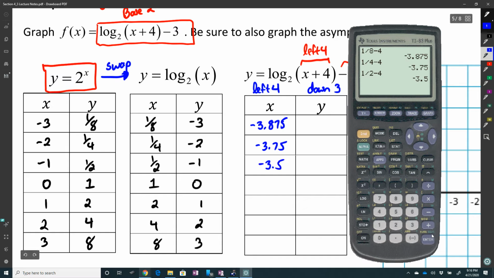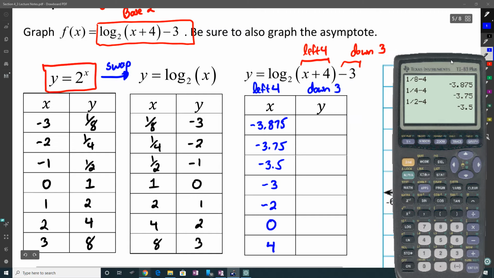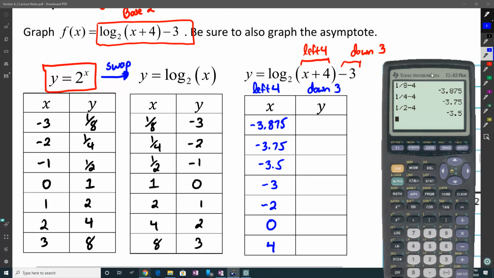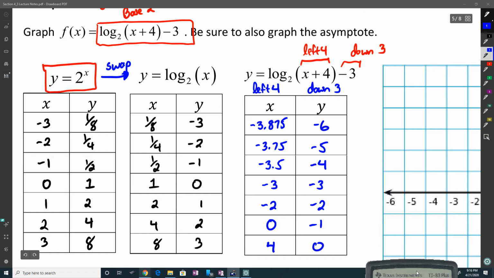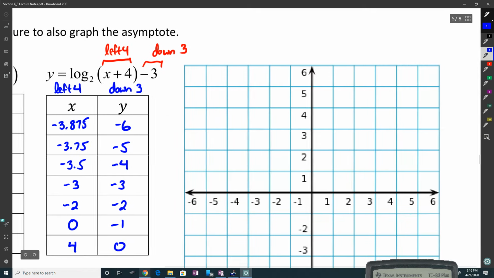And then we get to the easier ones. 1 minus 4, 2 minus 4, 4 minus 4, 8 minus 4. And then down 3. So now I'm going to go get all these values, and I'm going to go down 3. -3 minus 3, so -6, -2 minus 3, -5, -4, -3, -2, -1, and 0. So these are the points that I'm going to plot.